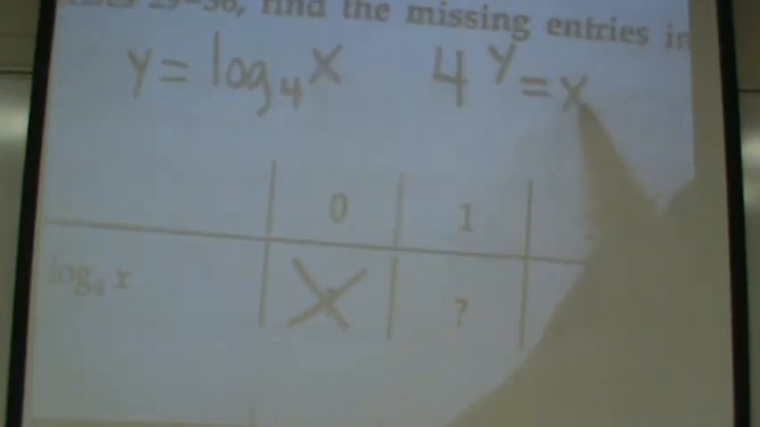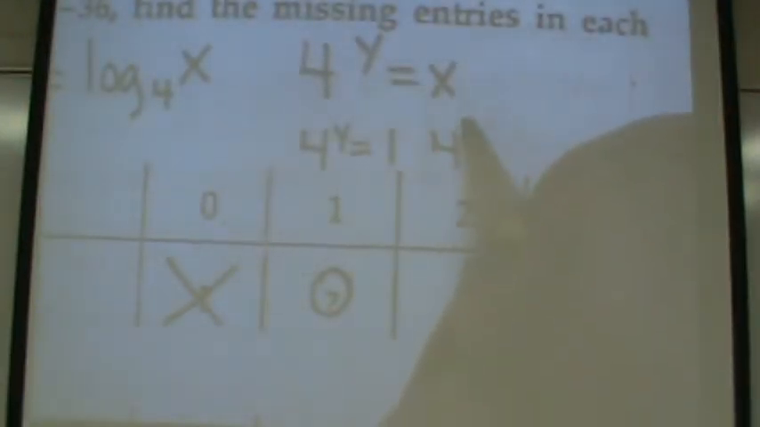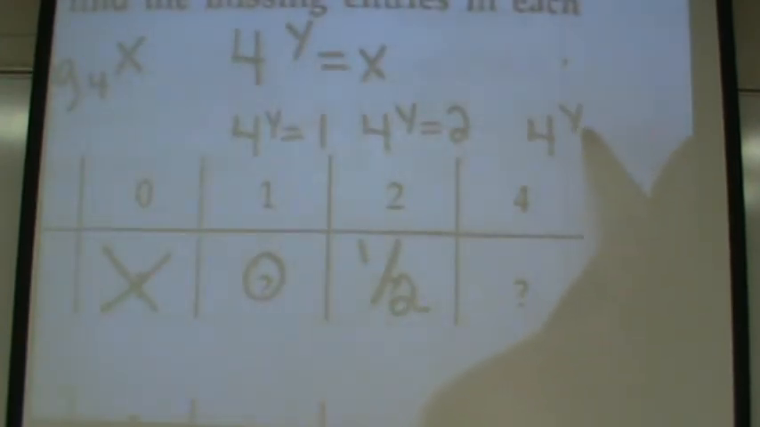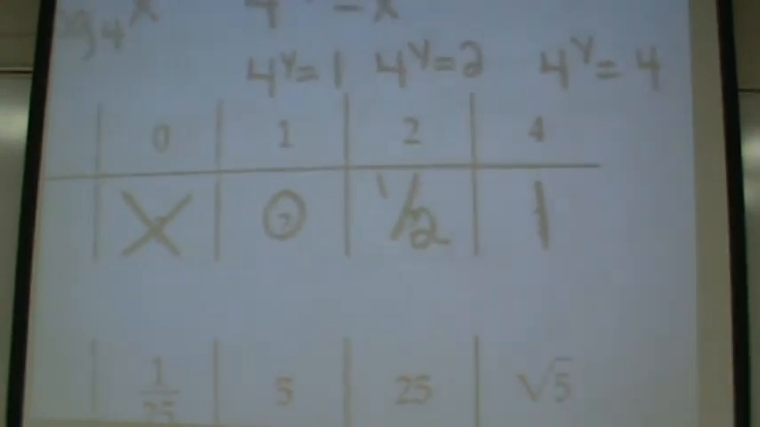What if I put a 1 here? 4 to what power is a 1? What number would this y value be to get a 1 here? 0. Yep. That's a 0. How about a 2? 4 to what power is 2? A half, good job. In this last one, 4 to what power is 4? 1. So that's how you're gonna do those. And by the way, these are all in your book. So if you have your book, your answers are in the back of the book. Okay?